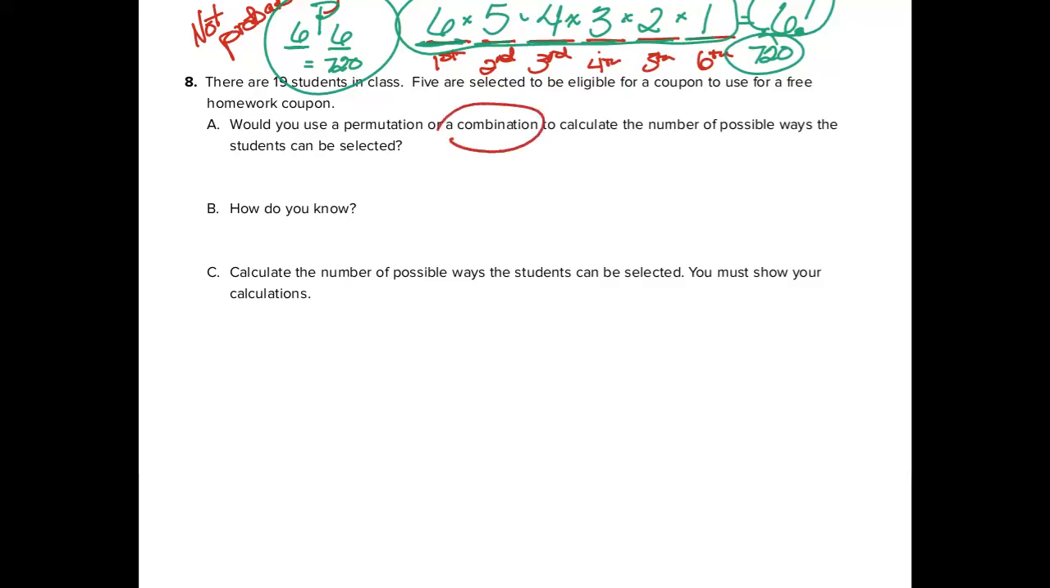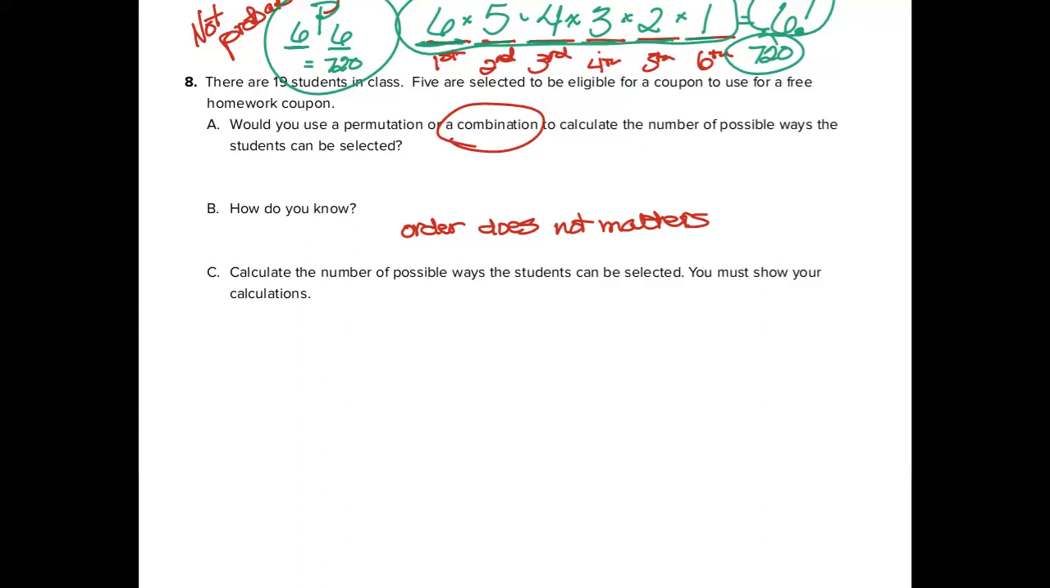So yes, it is a combination. And how do we know it's a combination? Order doesn't matter. Excellent. Nice job, Amaya. Remember, permutation order matters. Combination order does not matter. I don't care if I say you get the first coupon, you get the second. It's just a group of 5, okay?